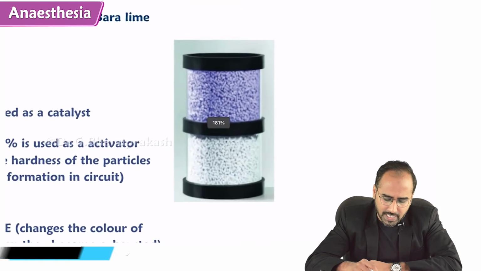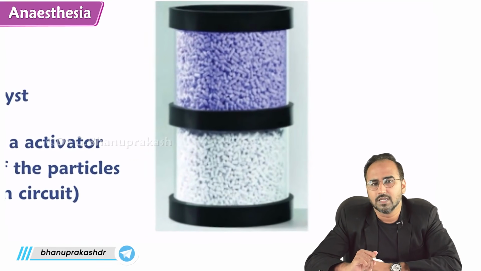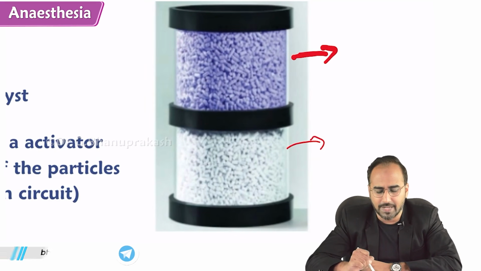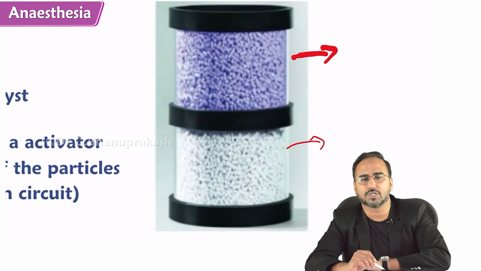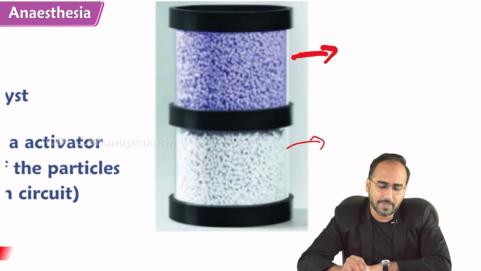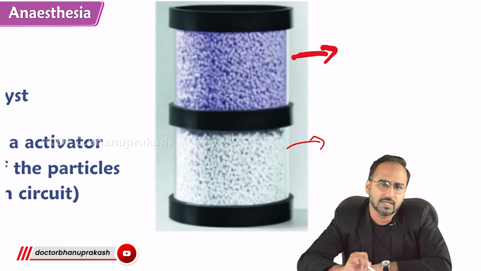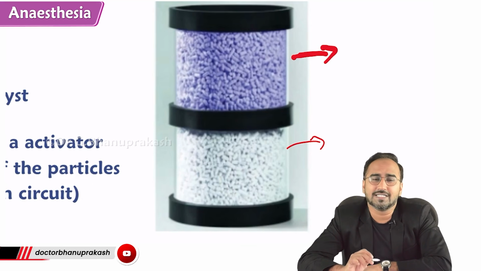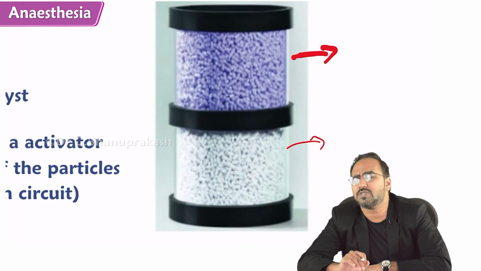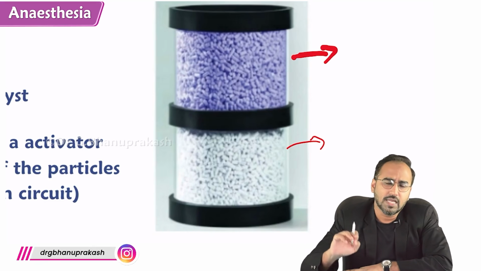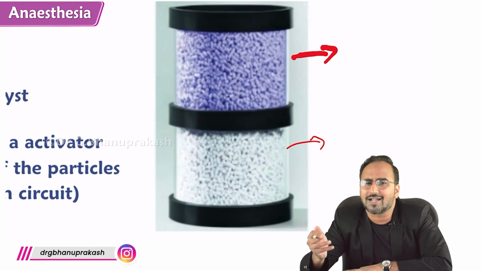This is the picture of soda lime in front of you guys. You can see over here, one part has a different color from the other part of the soda lime canister. This is the canister, the can in which the soda lime is stored. Why do you see different colors over here? Remember guys, normally the color of soda lime is pinkish white. When it gets exhausted, you will see a color change.